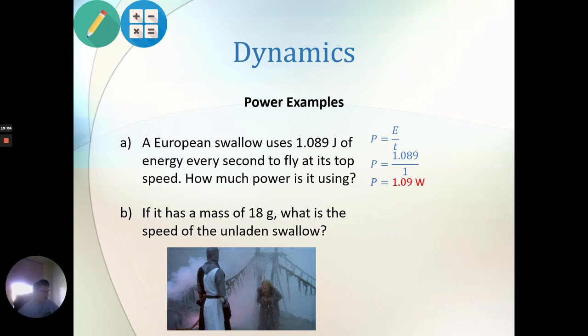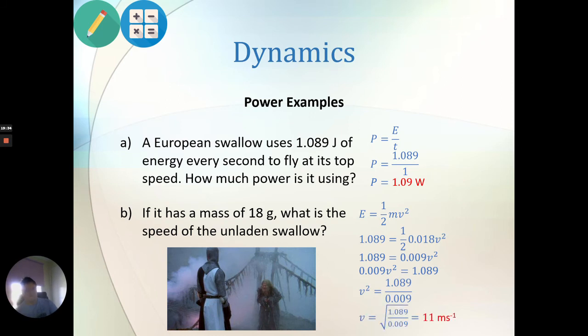If it has the mass of 18 grams, what is the speed of the unladen swallow? So we've got our energy, which we've said is 1.089 joules. We've got a mass of 18 grams, so we substitute that in. Remember, mass is normally in kilograms, so you've got to divide by 1,000 to get it from grams. We rearrange it, and we find out that v is equal to 11 meters per second. So that's the speed of an unladen European swallow.